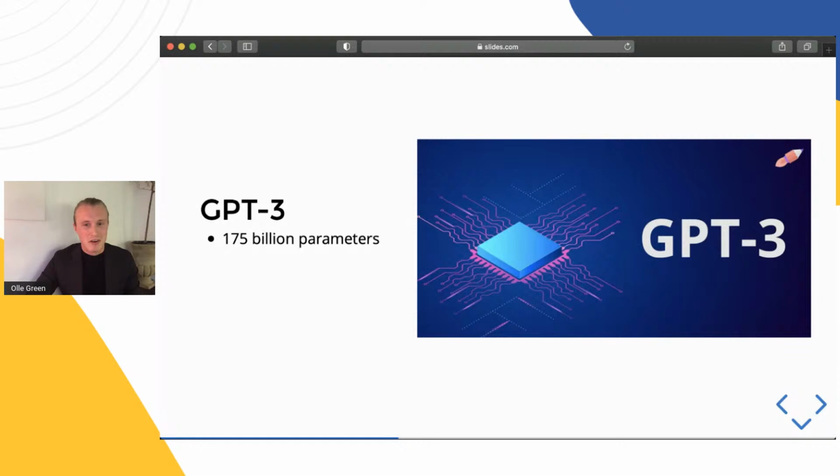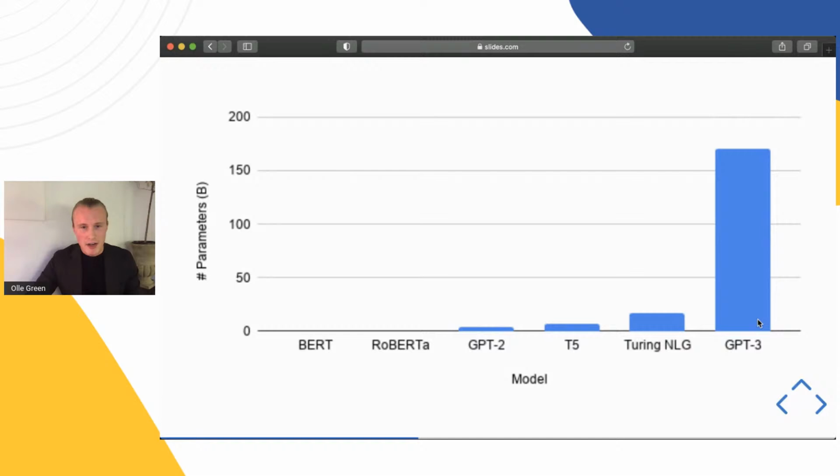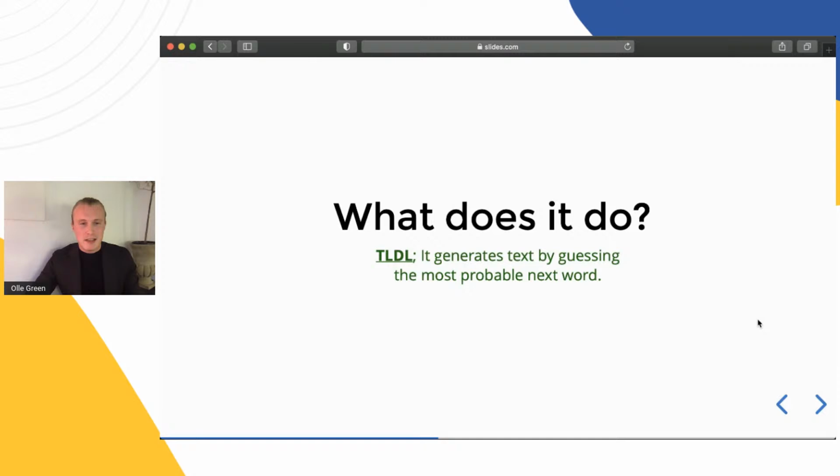And for some scale and comparison, we can see the parameters used before. So it's quite extensive training that has been done using this model with 175 billion parameters. But now, what does it actually tell us? What does this do? Basically, if there's something you need to take away from this talk, it is that GPT-3 is generating text by guessing the next most probable word.